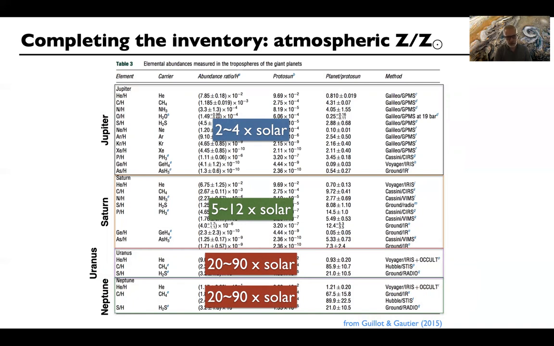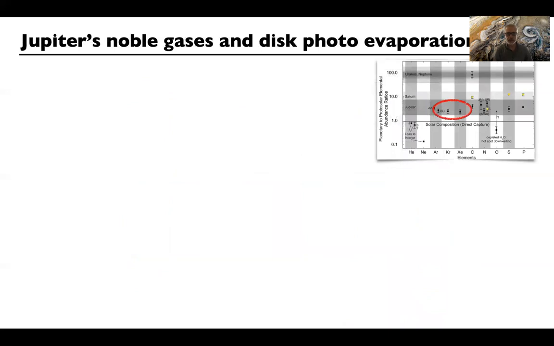And in Uranus and Neptune, you're 20 to 90 times solar, at least for methane and carbon that we see in the form of CH4. The other elements, like water, which is the most abundant molecule bearing oxygen, is unfortunately buried deeper, so it's very hard to constrain. But this is the global picture. So how do we explain that? We'll come back to that a little bit.